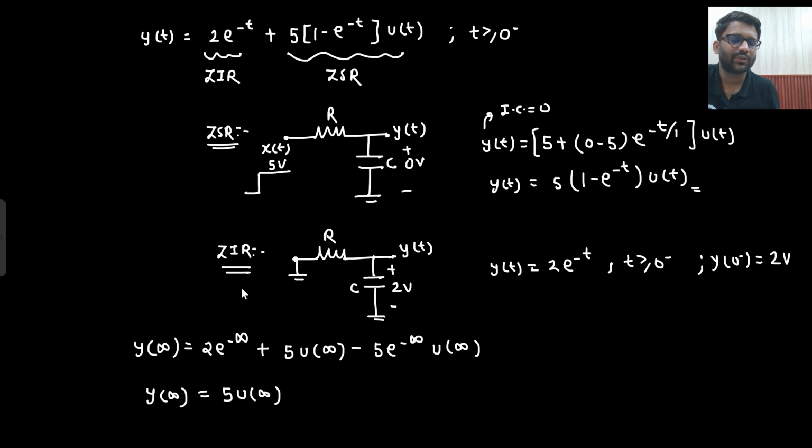What do you mean by zero input response? Zero input response means whenever there was no input, still whatever output was there, that is your zero input response. And what do you mean by zero state response? Even if there was no initial condition, what was the output? So whenever you write down zero state response, you always add u(t) there. But whenever I write down zero input response, I never add u(t) there, because at t equals 0 minus it was there. Are you able to understand these points? Right? All good.